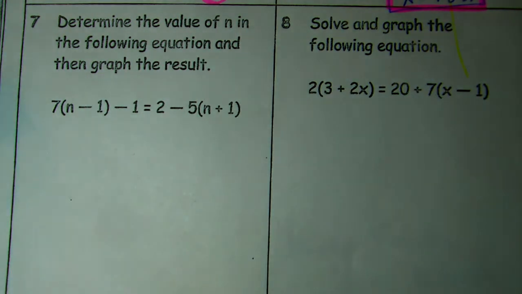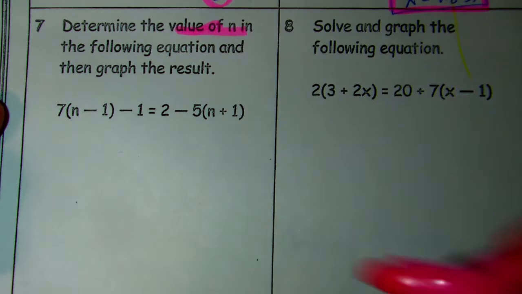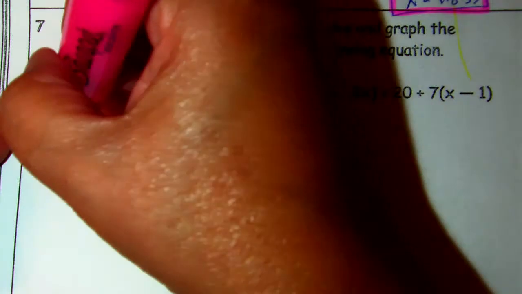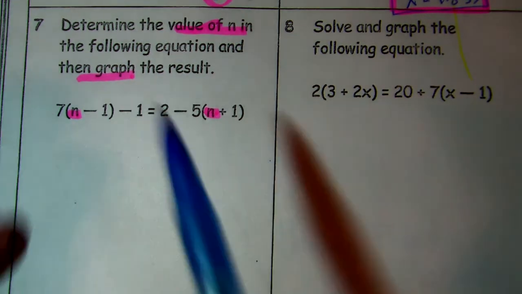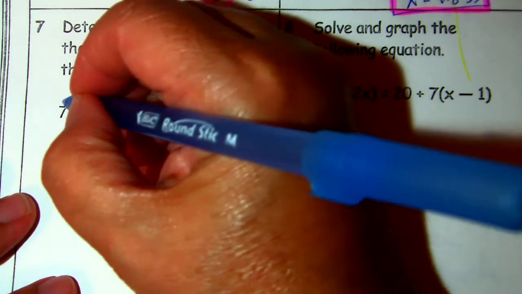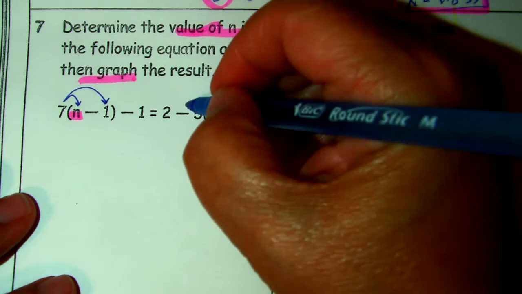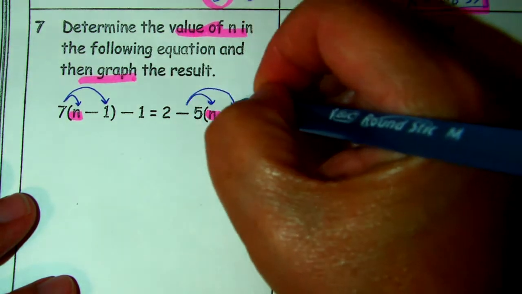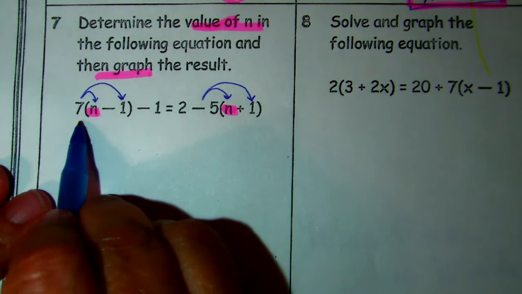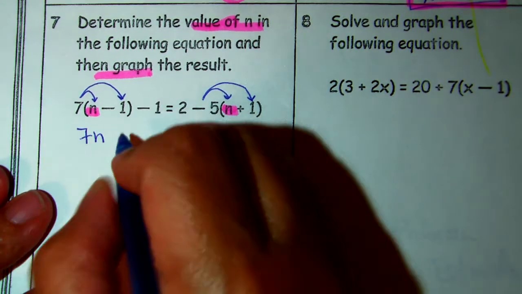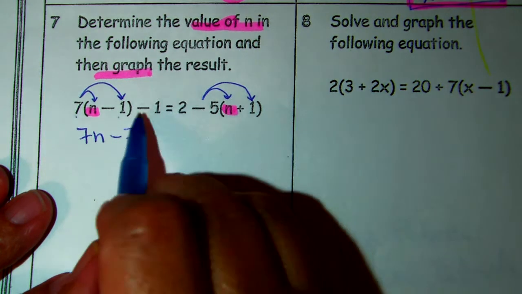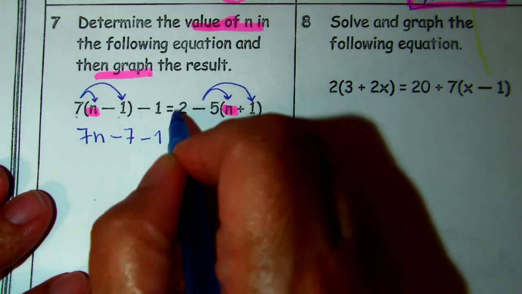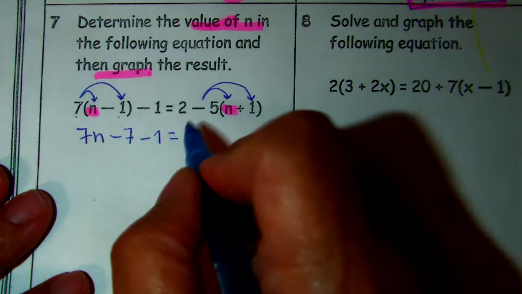Determine the value of n. This time I'm going to highlight in pink. Value of n and graph. So we're solving for n. We have parentheses, so distribute, distribute, distribute. Over here, distribute, distribute. So 7 times n, 7n. 7 times -1, -7. Bring down the -1, bring down the equal sign.